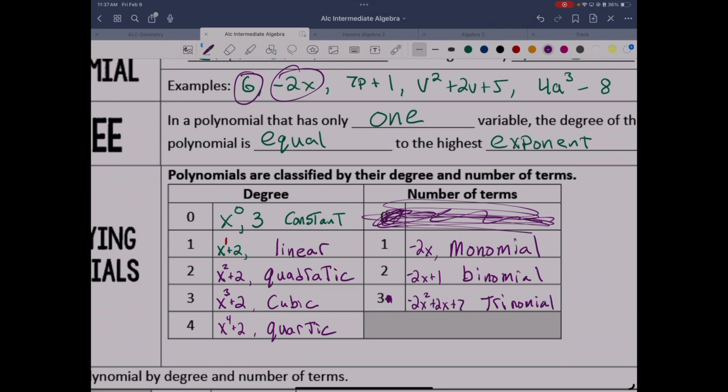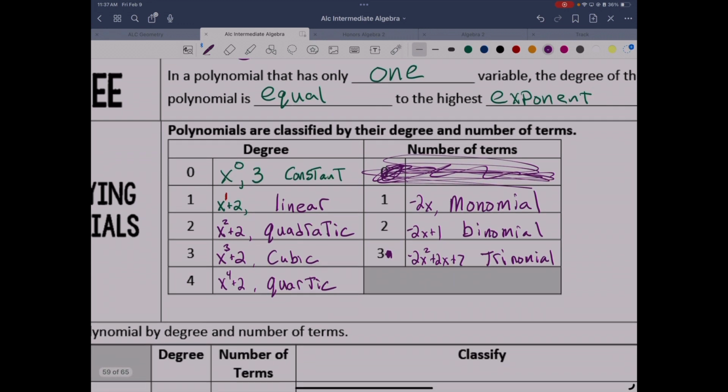One with 3 terms is considered to be a trinomial. If it has more than that, if it has 4 terms, this one's not on here, but we need to add it. If you have something like x cubed plus 3x squared minus x minus 1, anything more than 4 terms, we're just going to call it a polynomial. They're all polynomials, technically. But if it has more than 4 terms, so that would be the 4 plus.